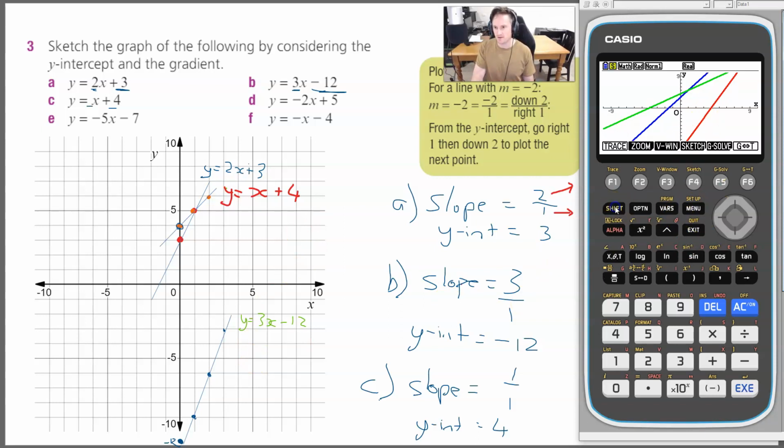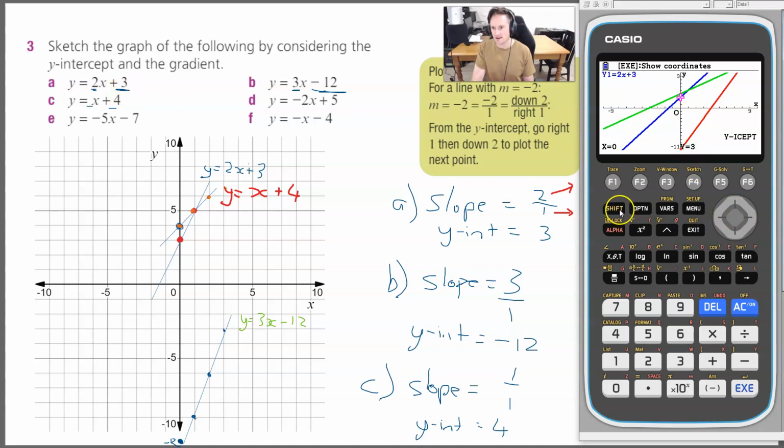And what you can actually do if you go Shift, you can go Sketch. Oh, whoops, not Sketch. You can go Trace, and there's a little crosshair there, and you can go along and see all the different sections of your graph. Another thing you can do is you can go G-solve, and you can find the y-intercept, this button here. So it's saying which graph you want, so it's the blue one, and the y-intercept is 3, which is what we already calculated.